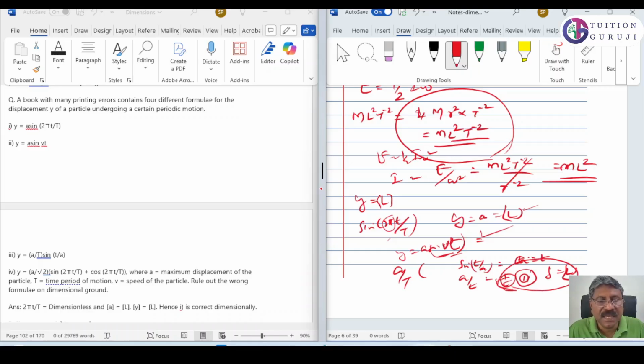Fourth one, A by root 2 into sin 2 pi T by T. Here, T by T is dimensionless. Similarly for cos 2 pi T by T also, it is dimensionless. Therefore, it is dimensionally correct.